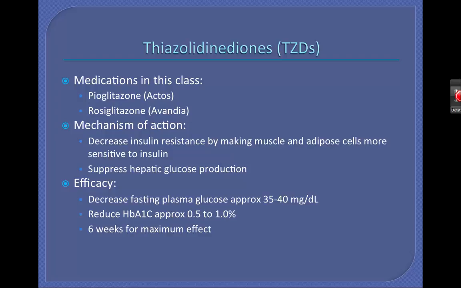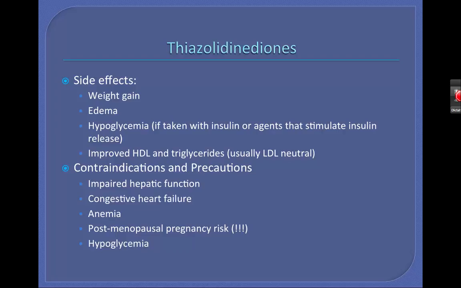Okay, so TZDs like Actos or Avandia are effective as monotherapy, second line, or in combination with insulin, metformin, or a sulfonylurea for treating type 2 diabetes. Side effects for TZDs are weight gain, edema, and hypoglycemia if taken with insulin or agents that stimulate insulin release. They improve HDL and triglycerides, and usually they're LDL neutral.